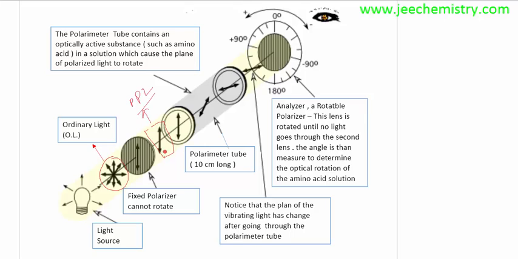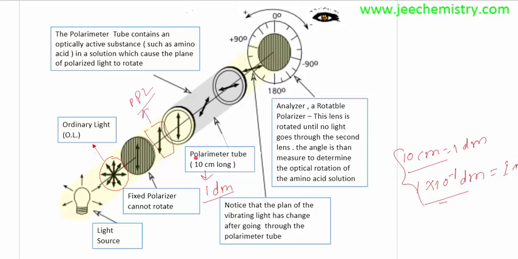When this plane polarized light passes through a tube, the polarimeter tube, which we represent here, the tube is 10 centimeters long, that is 1 decimeter. So 10 centimeters equals 1 decimeter, and 1 centimeter equals 1 into 10 to the power minus 1 decimeter. We have to know this type of conversion, because in numerical questions they may try to confuse you with such things.